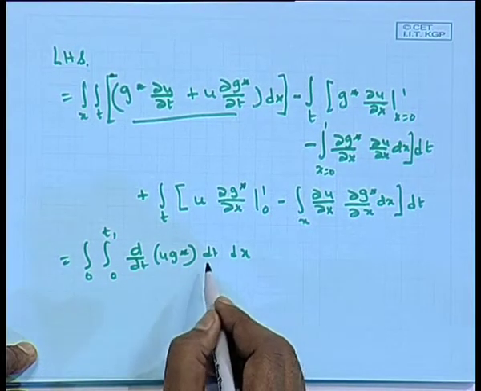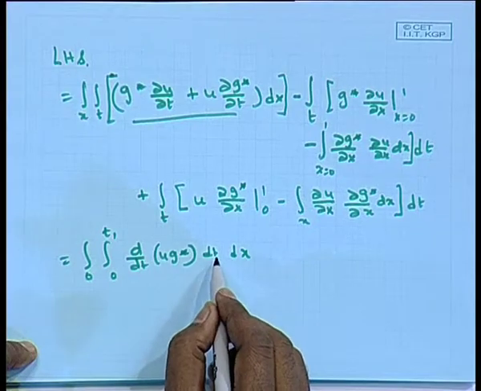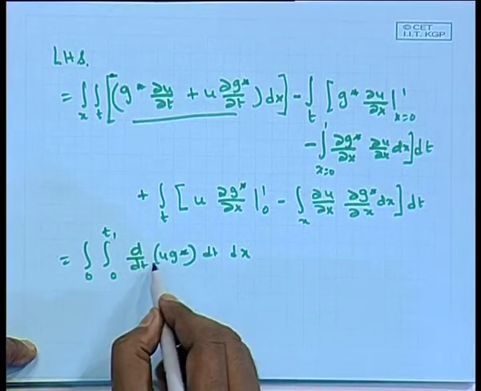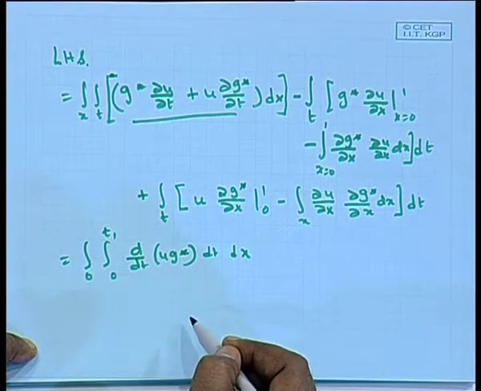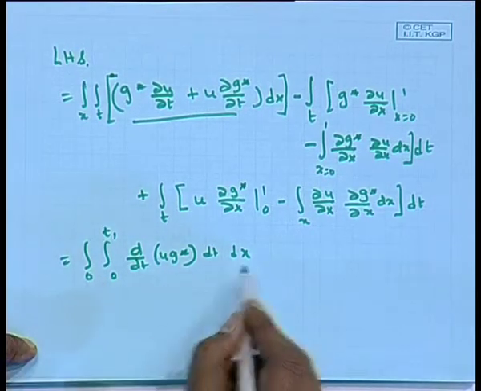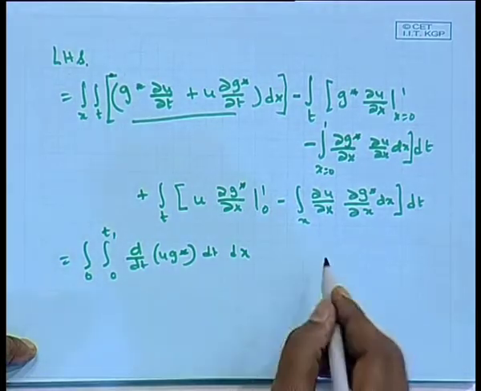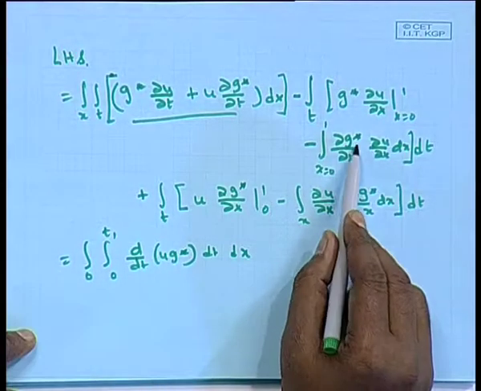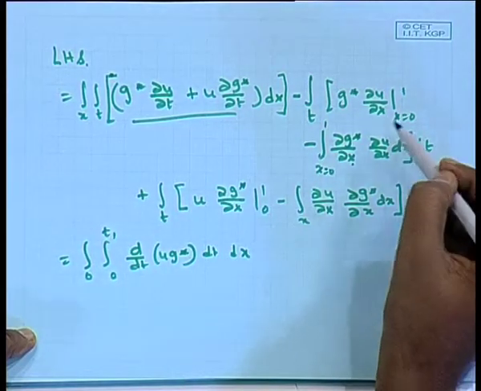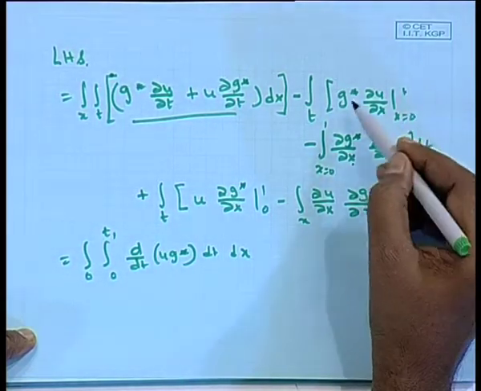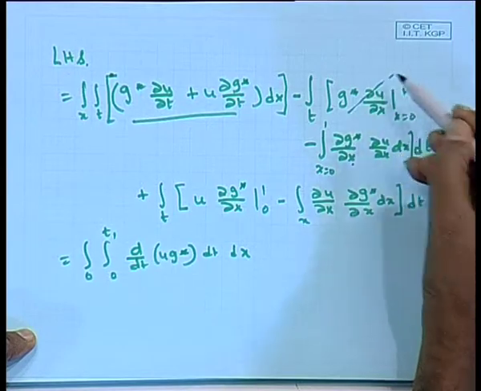Okay. Now, if I integrate over t, what will be the integrand? Result will be u G star evaluated at t equal to 0 and t equal to t1, but still the outer integral remains. Now, del G star/del x, del u, at x equal to 0 and x equal to 1, G star equal to 0, no contribution from this term.